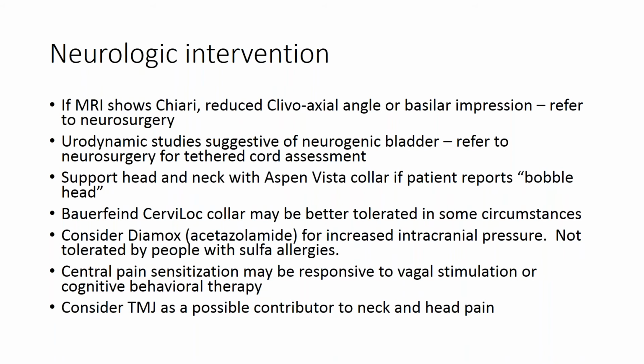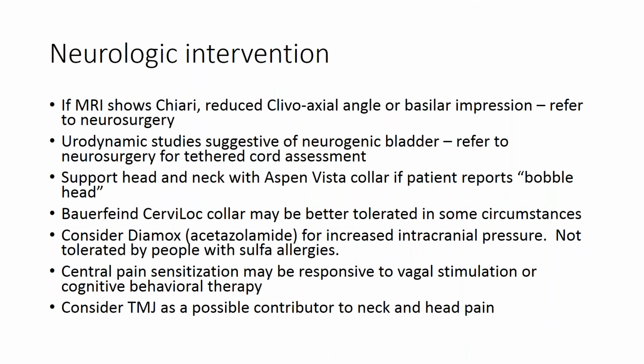Sometimes the patients will say, my head just feels too heavy for my neck. I just can't support my head. I have a bobblehead. And for those patients, sometimes it's really helpful to use a cervical collar. If a soft cervical collar doesn't work, the Aspen Vista collar is an excellent harder, more rigid collar that actually supports the craniocervical junction, that place where the head joins onto the neck, and the neck. Sometimes patients don't tolerate that Aspen Vista collar, and the Bauerfeind Cervilock collar is a soft cervical collar that may be better tolerated in some circumstances.